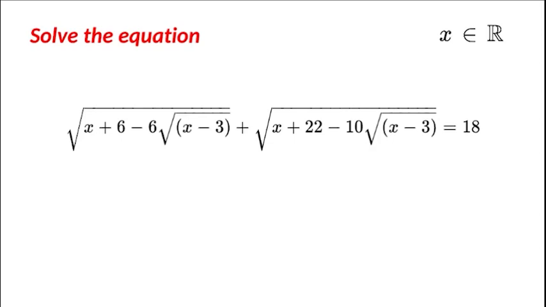Today we have a radical equation. So we have the square root of x plus 6 minus 6 square root of x minus 3, plus the square root of x plus 22 minus 10 square root of x minus 3, all equal to 18. So we've got to solve this. Maybe pause the video and give it a try.